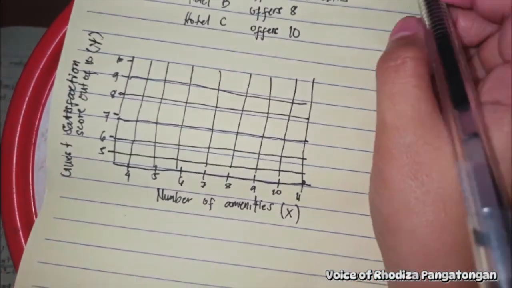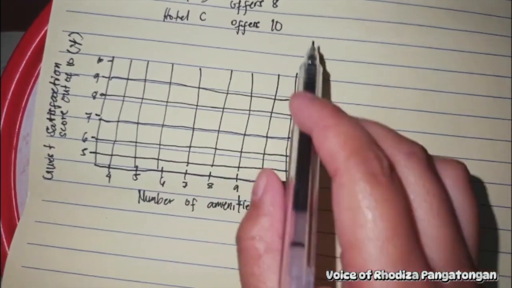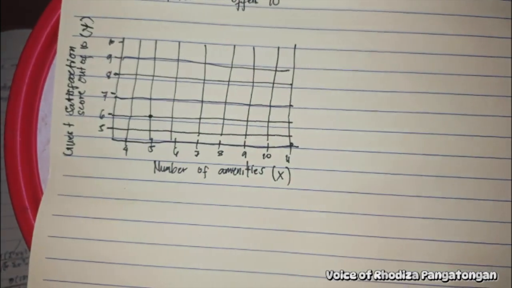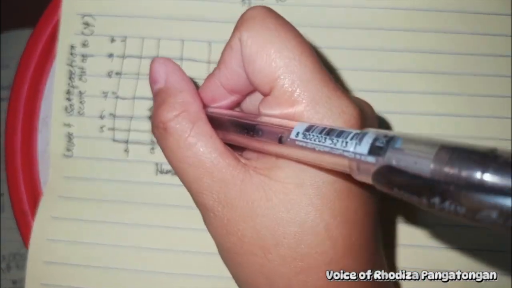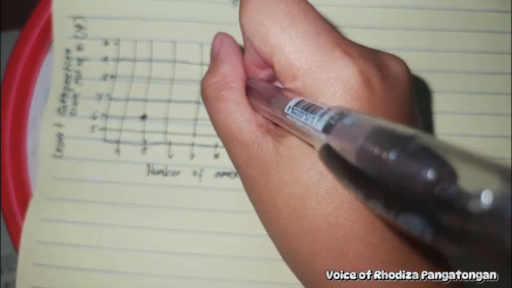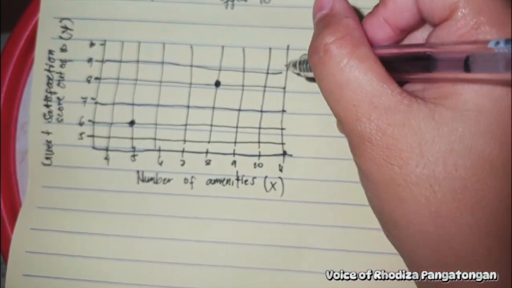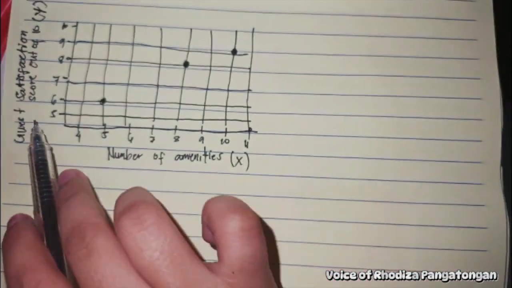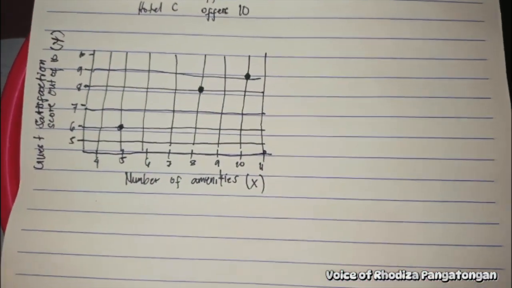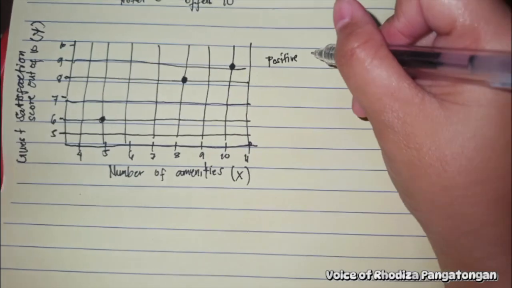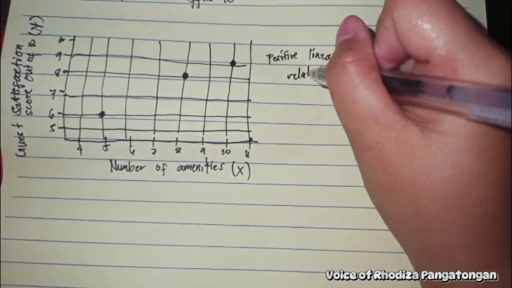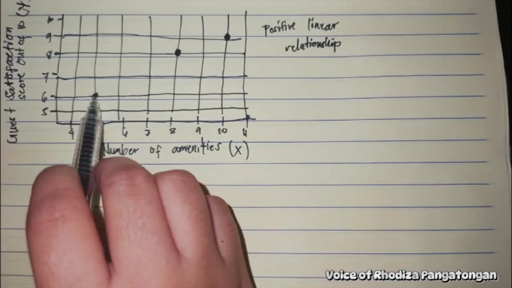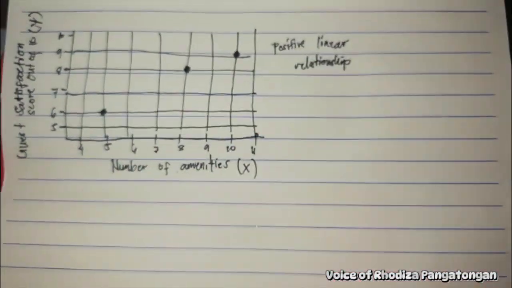Then, as we can see, Hotel A offers 5 amenities, so it will be put right here, and 8 over 8 right here, and Hotel C is 9 or 10. So you can see that as the number of amenities is increasing, the guest satisfaction is increasing. So this is a positive linear relationship. It is positive because the number of amenities is increasing.